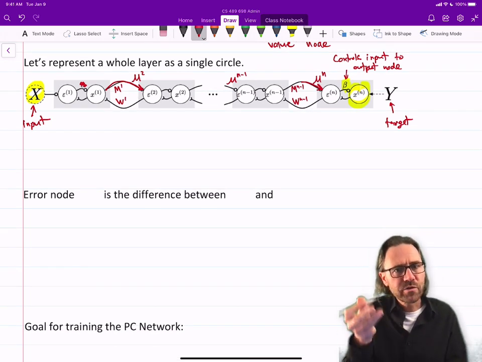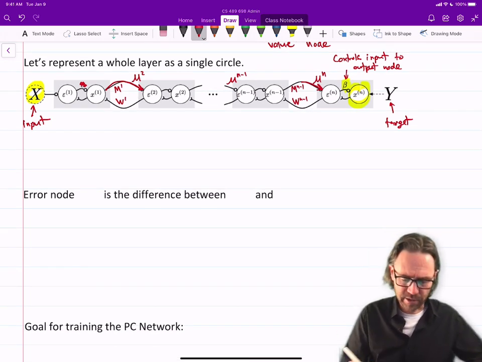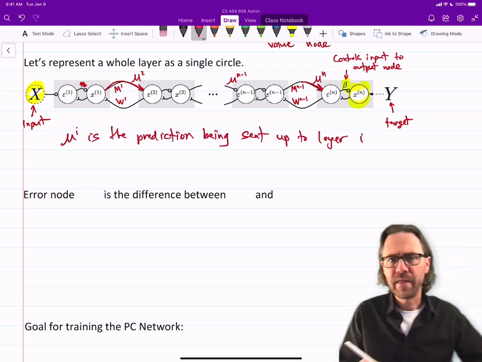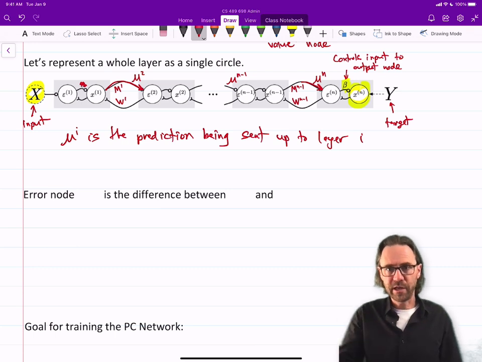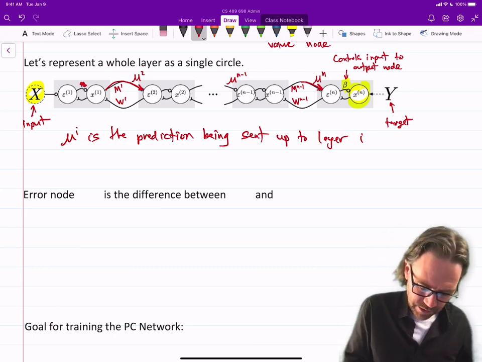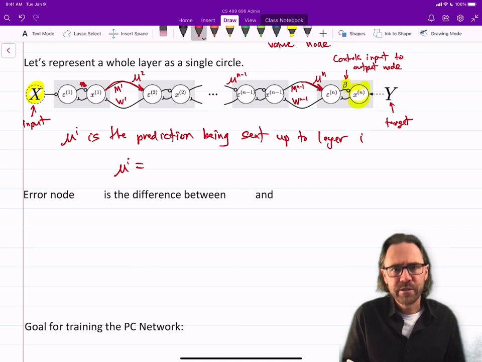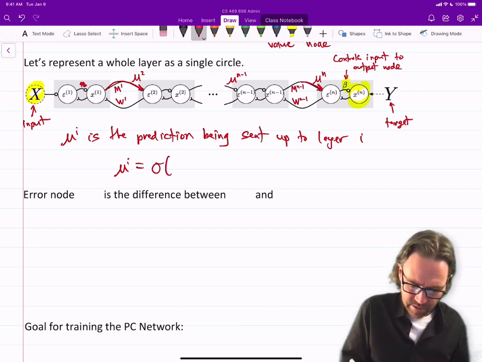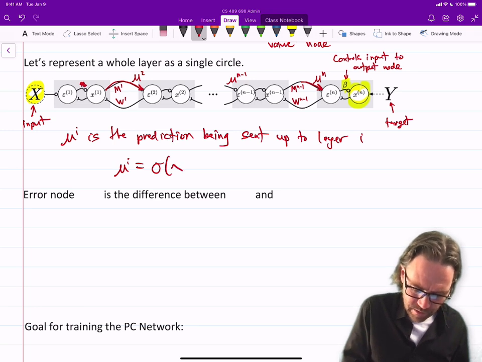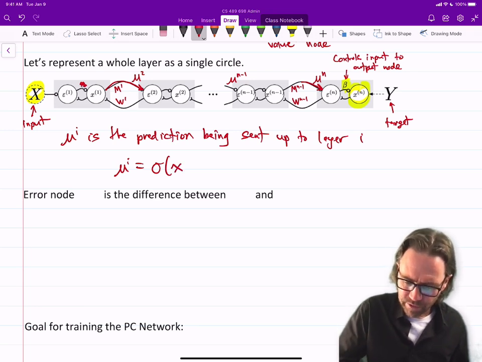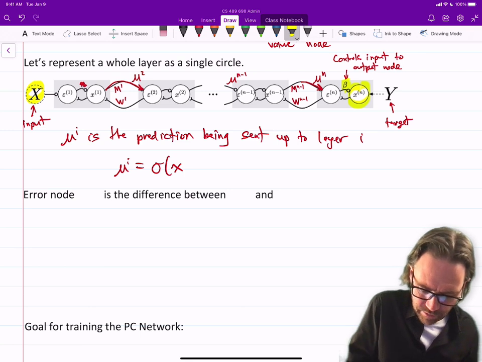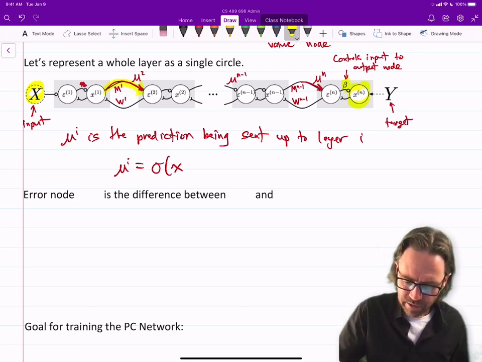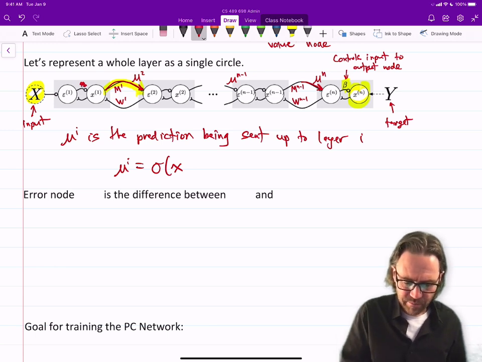So mu superscript I is the prediction being sent up to layer I, and that's coming from layer I minus 1. These layers are in order. And in particular, mu I is equal to, I'm going to use row vectors again, the state of the node below it. So let's focus on this one right here. So it's basically sigma of the state below it.